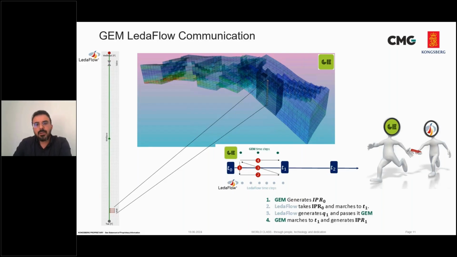When LedaFlow converges to the solution, typically the mass rate injection and the bottom hole injection temperature, this information is passed back to GEM, and GEM will take this information as an operational constraint required for the simulation in GEM. Then GEM would march to the first time step and generate the IPR at the end of that time step, which will be passed to LedaFlow for the next time step. And this sequential process would be continued until the end of the simulation.